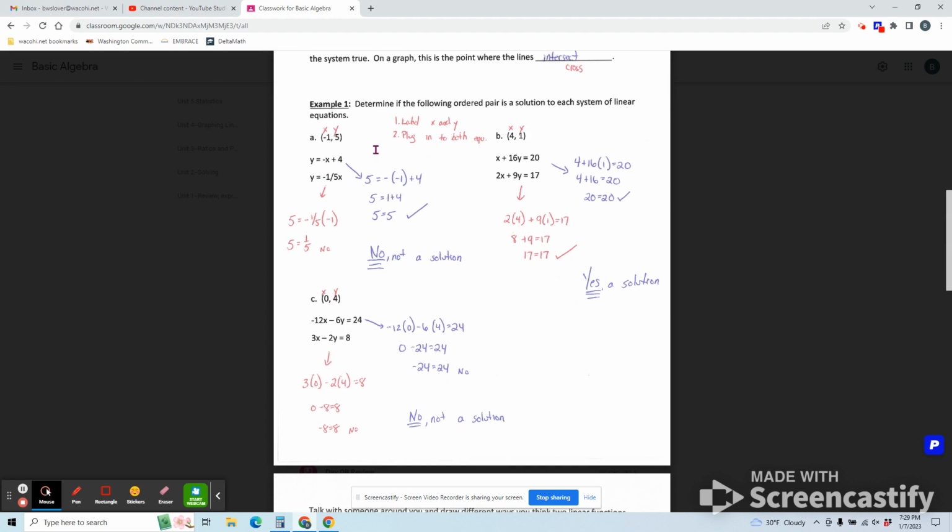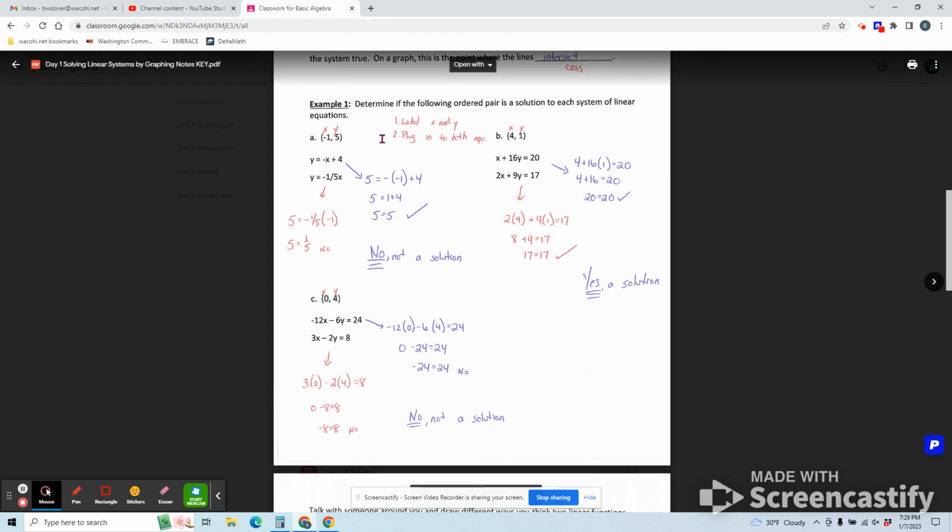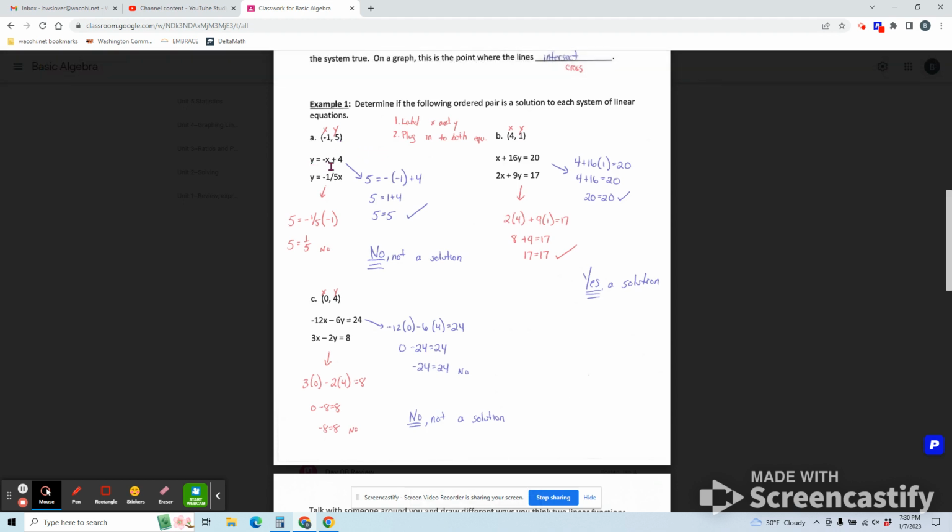It says determine if the following ordered pair is a solution to each system of linear equations. So I've got 2 steps here I wrote out in red. Number 1 says label your x and your y. And number 2 says plug into both equations. You don't necessarily have to label them. That's just to help us since this is the first time we're seeing this example. So x is -1, y is 5. Anywhere I see an x, I plug in -1. Anywhere I see a y, I plug in 5.